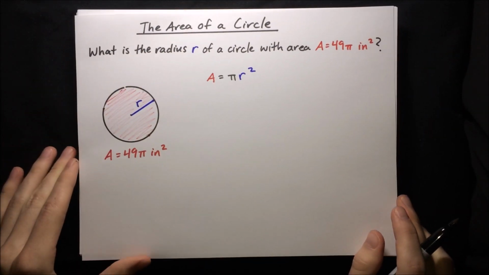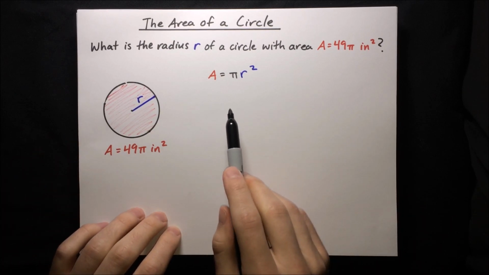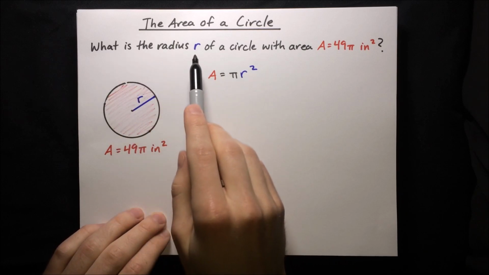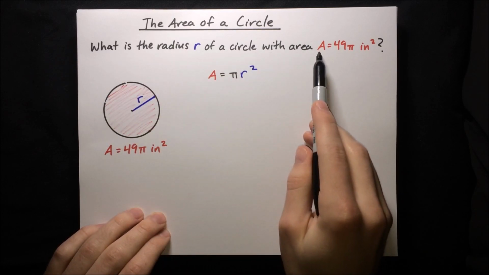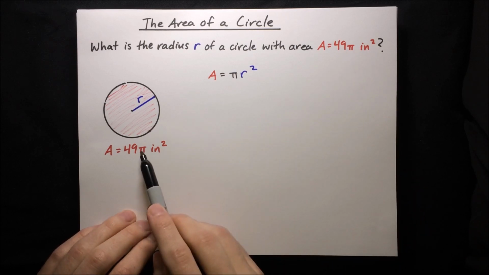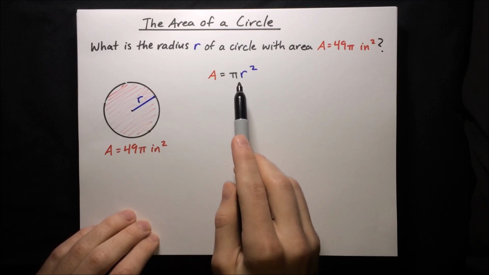Alright, so now that we know how to compute the area of a circle, let's shake things up a bit. Still using the area formula, but this time, what is the radius of a circle with area 49 pi inches squared? So we're given the area, and we want to find the radius. The radius is what we don't know. That's what we need to solve for here.